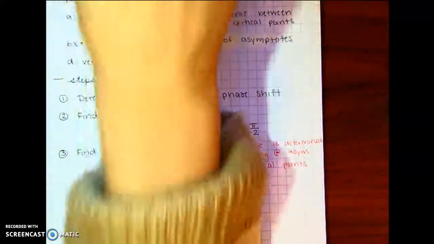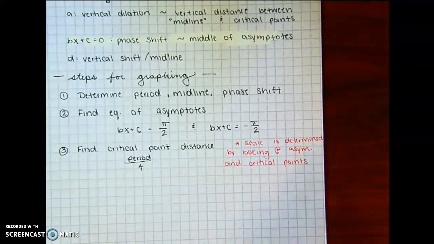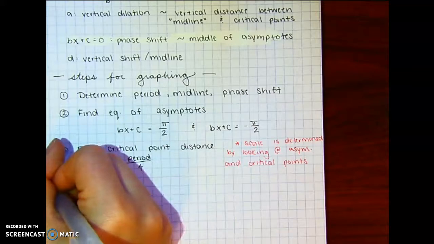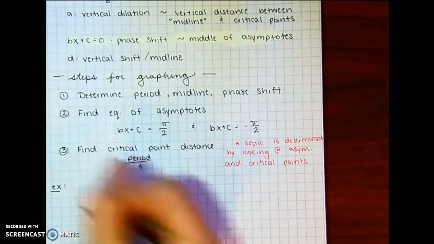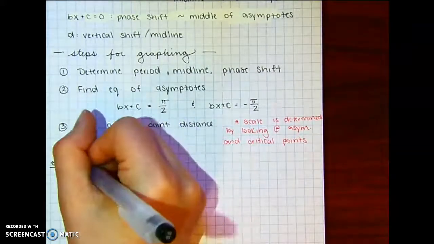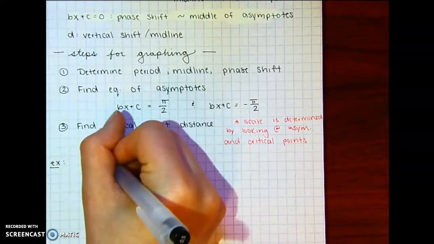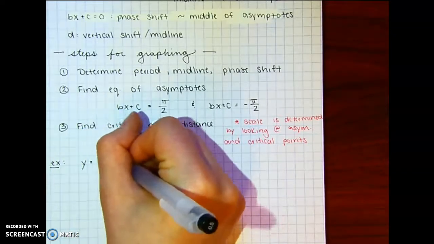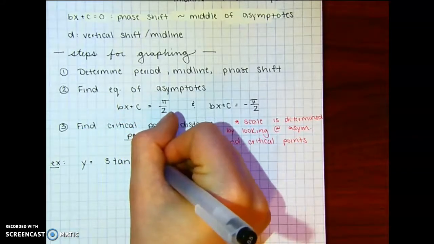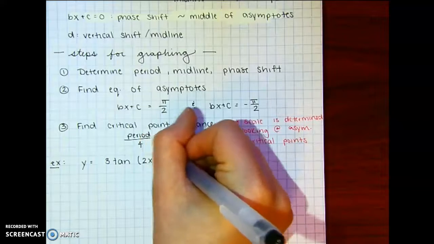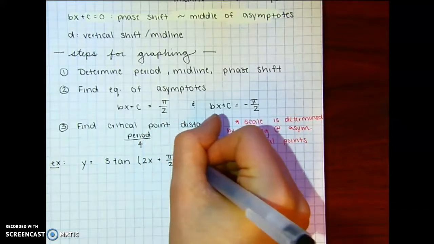Alright, so let's do an example. And then call it good. So we're going to do y equals 3 times tangent of 2x plus pi over 2 minus 1.